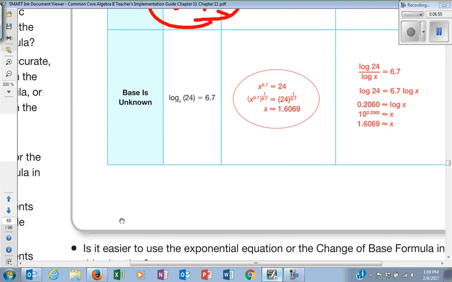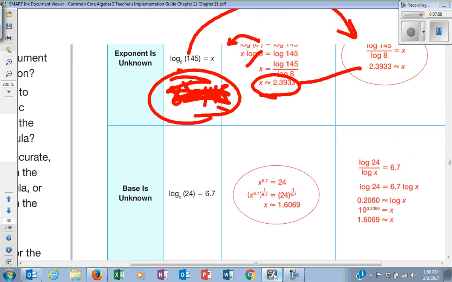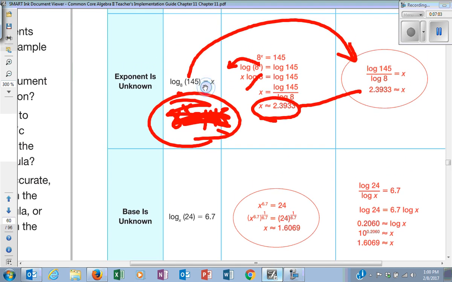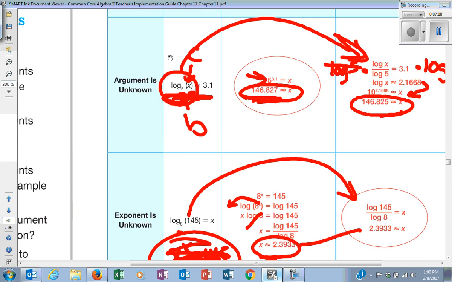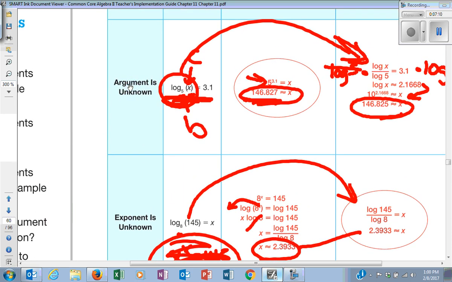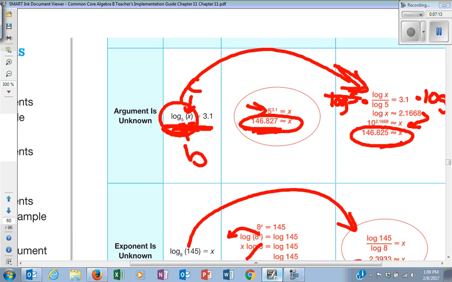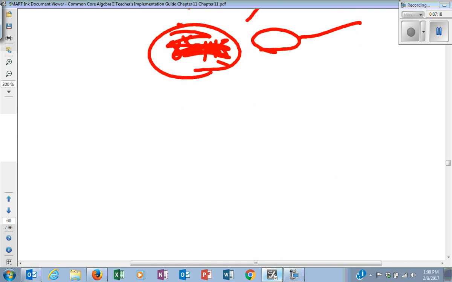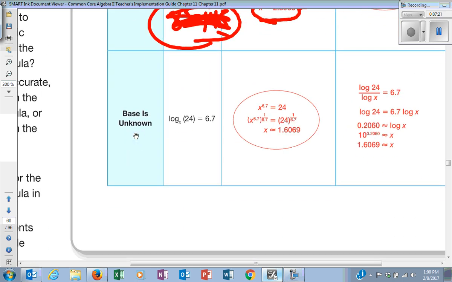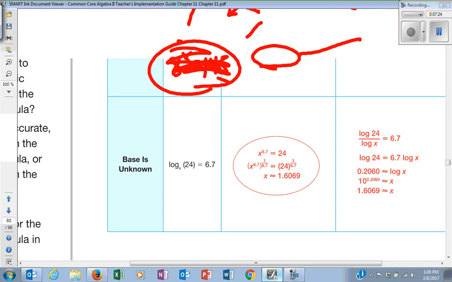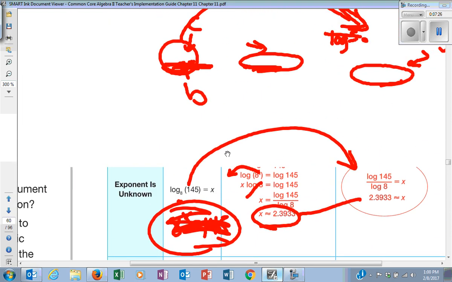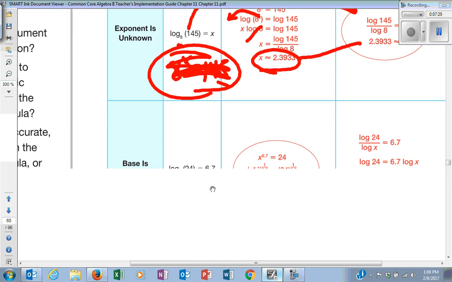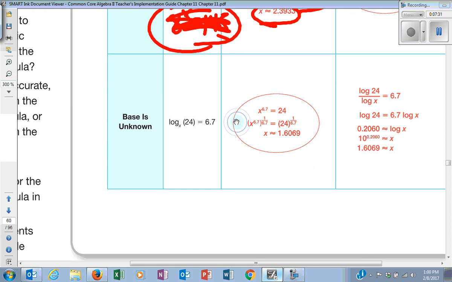Your base is your unknown. Here are some different situations. So you can look at this and see, okay, if I have the unknown as my exponent, it's probably going to be better to do my change of base formula. Whereas if my argument is my unknown, which is right there, then it's probably better to use this way, which is to rewrite as an exponential and solve. And then if my base is an unknown, it looks like this is the better way. So they're circling which way is the better way to solve based on which is the unknown. So it's going to be better to solve it in exponential form.